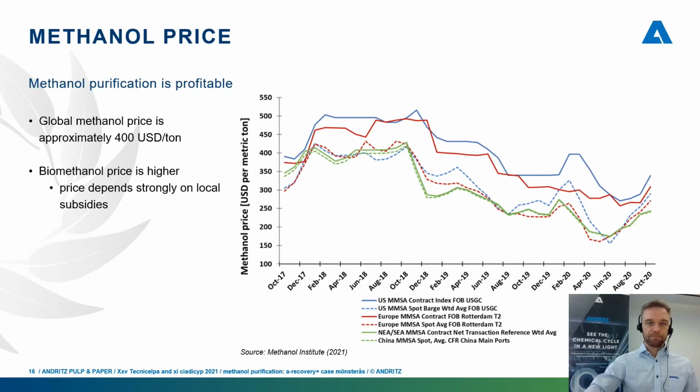Profitability. The methanol purification process is profitable. The global methanol price has been approximately $400 per ton, and obviously the biomethanol price is even higher, and the price depends strongly on the local subsidies on it.